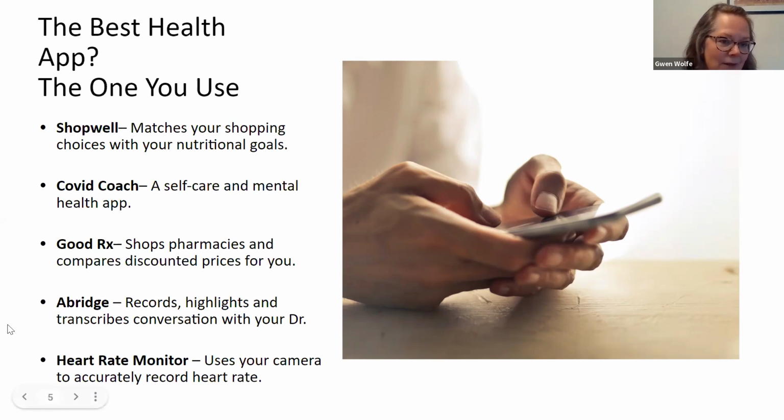Okay, the last one I wanted to mention is called Heart Rate Monitor. And this is pretty cool because it uses your phone. And so I've seen the heart rate monitors where it's an attachment to your phone, but this actually utilizes the camera on your phone to track your heart rate. And I even read somewhere that it's tracking potentially your blood oxygen and glucose as well.